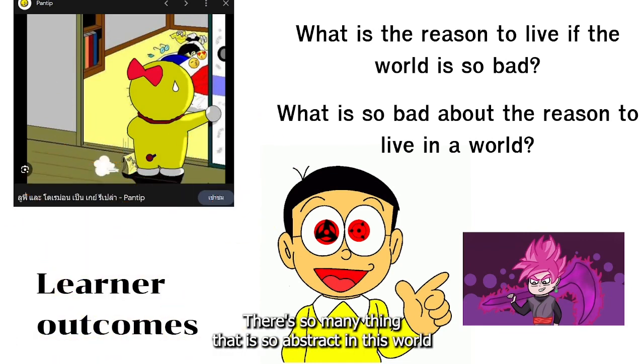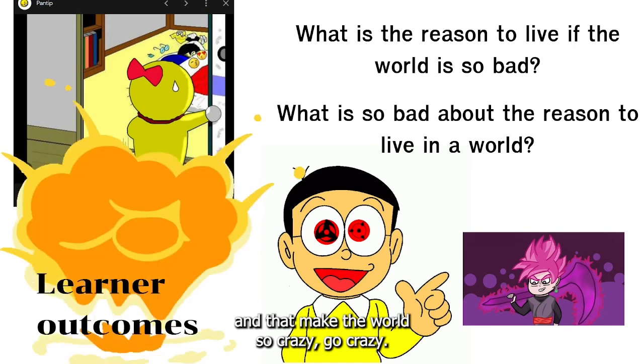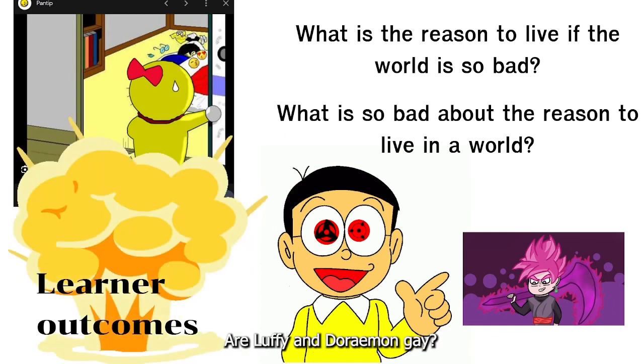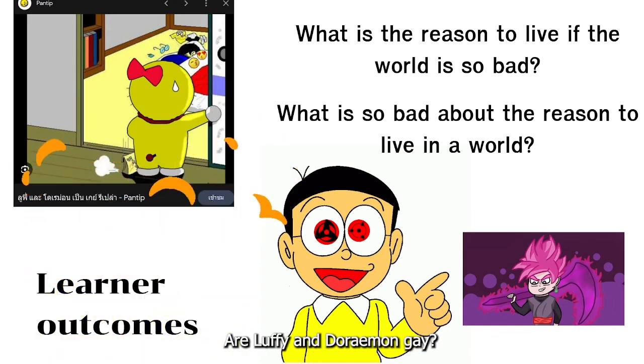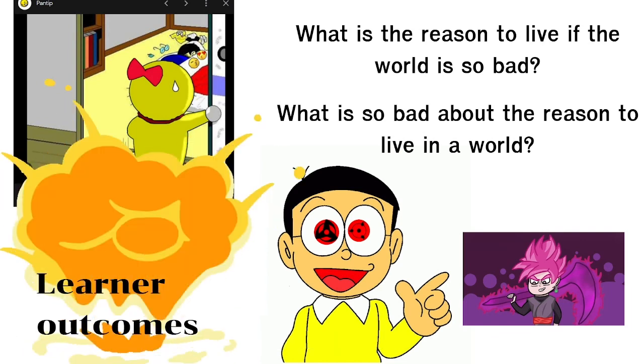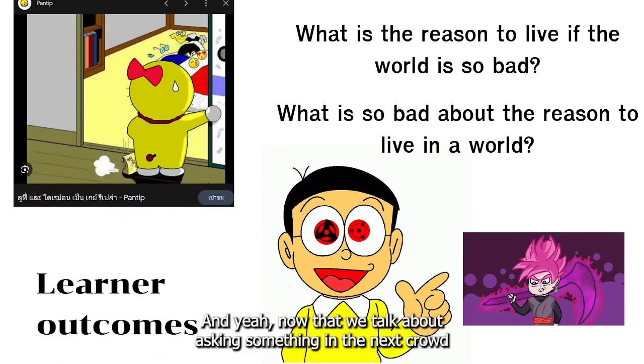Sometimes there are so many things that are so abstract in this world. And that makes the world go crazy, like insane. And so sometimes there's a question in Thai that asks, Luffy and Doraemon are gay, right? So I'm going to leave it here and you're going to think about it in order to find out what it means. It will be in the next class when we start.